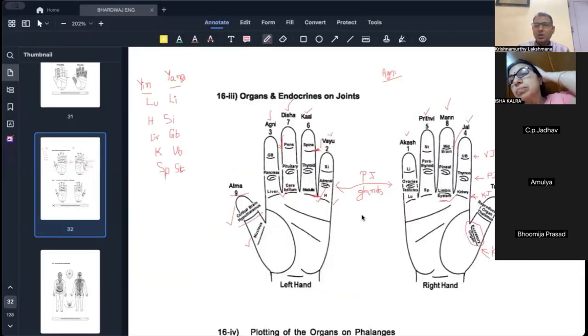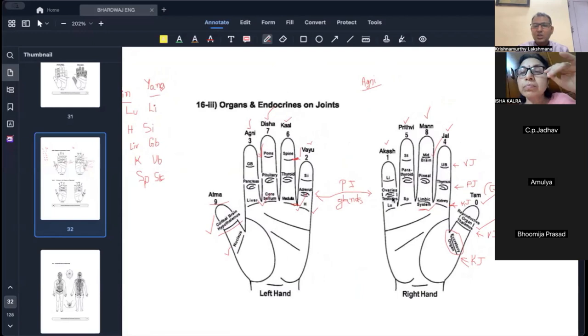Now I will go. Finger number 1, at the bottom, after taking out 0 and 9: ovaries and testicles. Finger number 2, adrenal, which is just above the kidney. Finger number 3 is pancreas, just above the adrenal. And finger number 4 is thymus in the chest area.